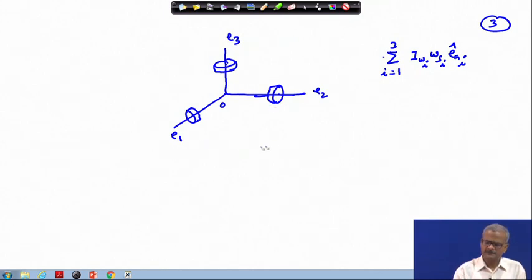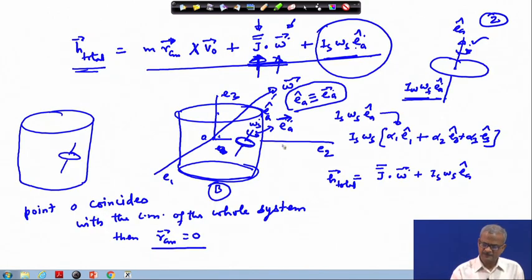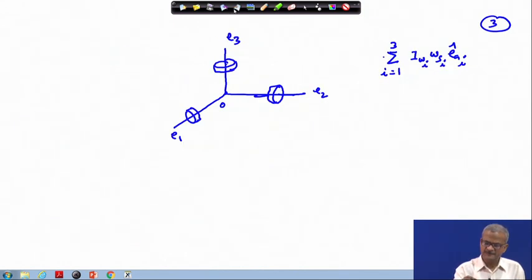I could have started solving this problem right at this stage, assuming this point to be the center of mass, and that would have been much easier for me to show the results for you. But a systematic approach is what we have discussed till now, and this is a much more generalized result. So, H total becomes m times RCM, and if O is the center of mass itself, let us drop this term.